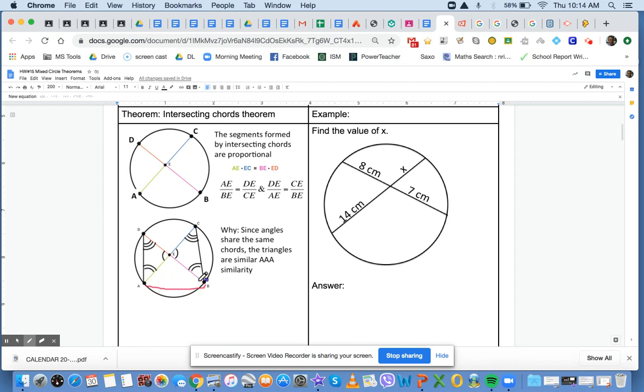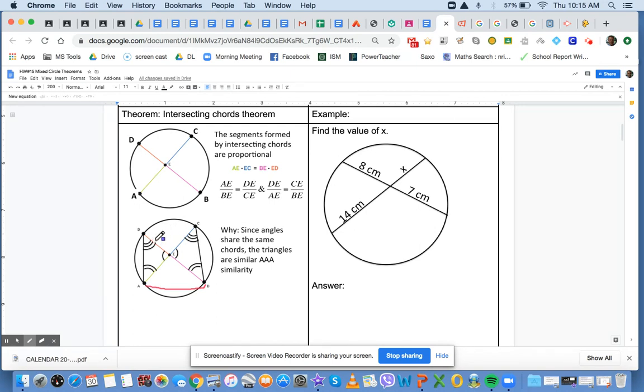And we know that angles subtended on an arc from the same chord are congruent. So these two angles are congruent. And we already said that the vertical angles are congruent. So by angle similarity, we know those triangles are similar. Okay, so let's look at the similar triangles.